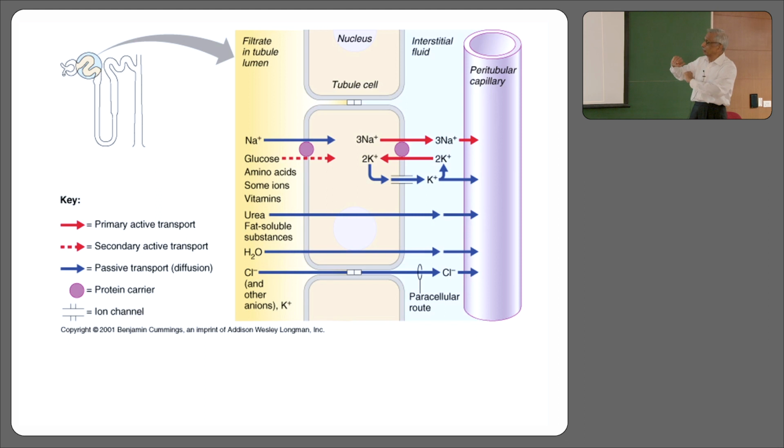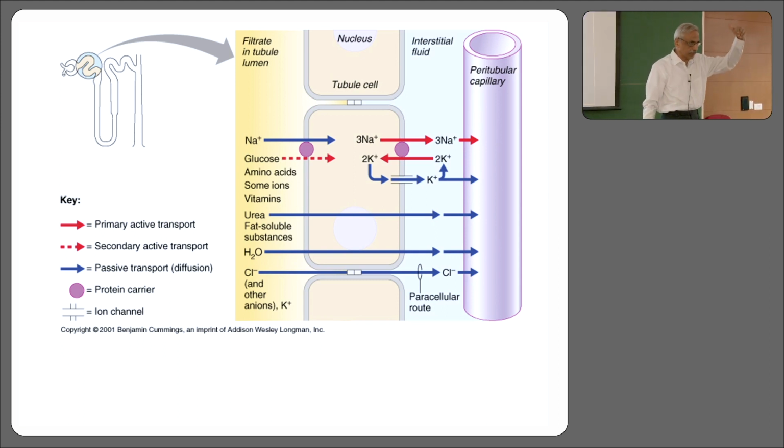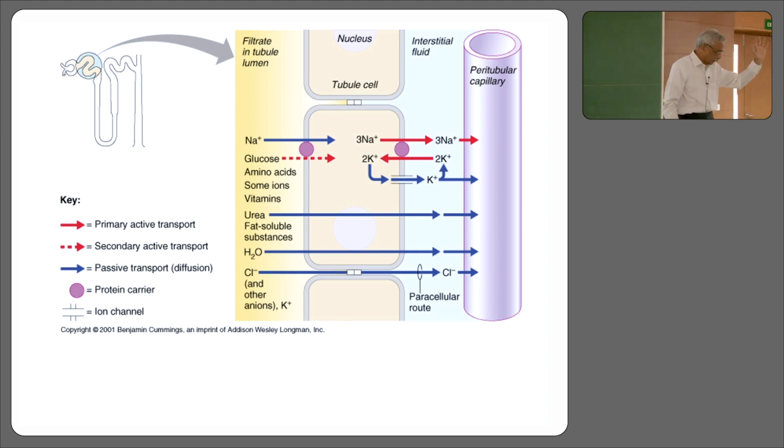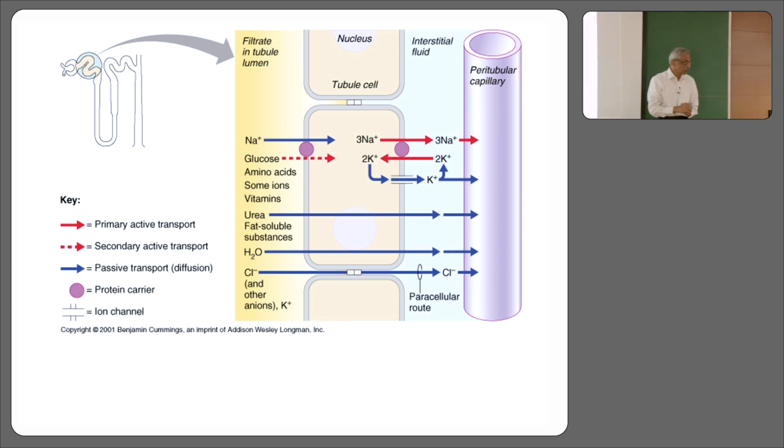Instantly you know what I am talking about. What is this? What does this represent? The lumen. The filtrate is going down. We are in the proximal convoluted tubule, and the freshly arrived filtrate is going that way. And then these are the cells, these are the tight junctions, this is the interstitial fluid, and this is the capillary there. Done so far?